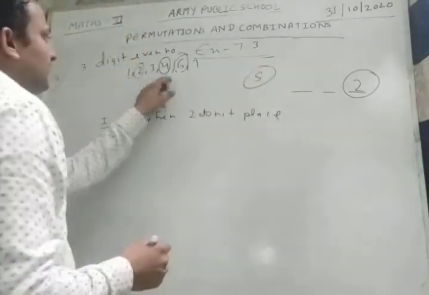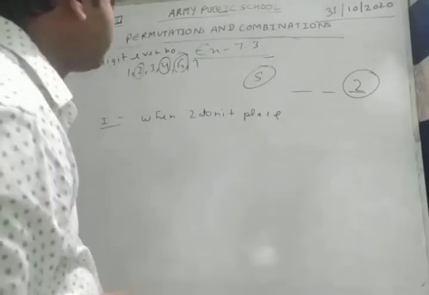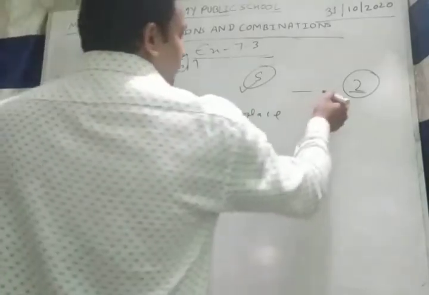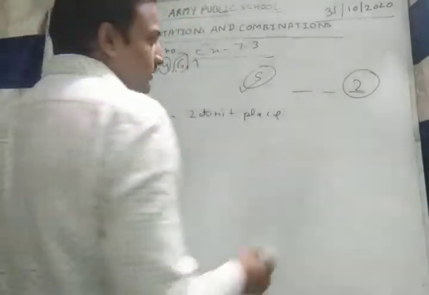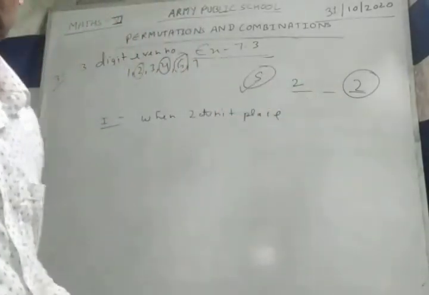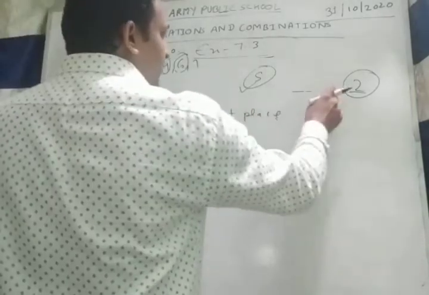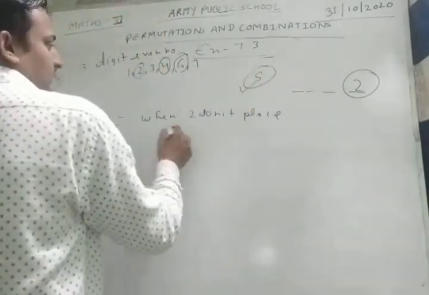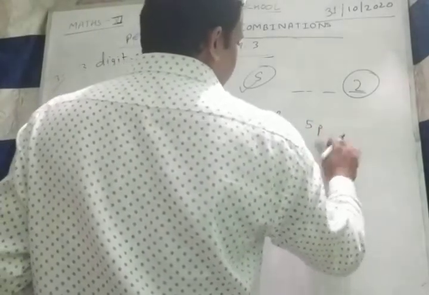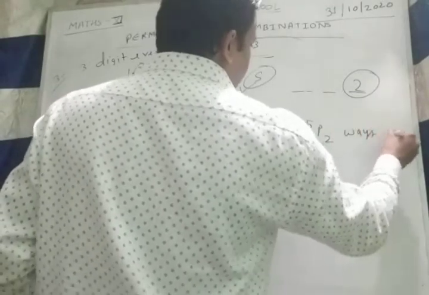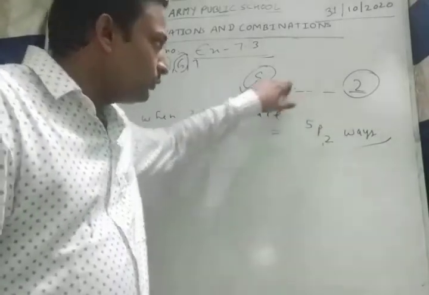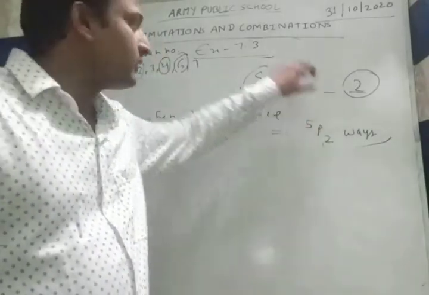5 numbers are remaining from the total 6 numbers. Okay. Now with these 5 numbers, we have to fill how many places? 2 places. We have to arrange this place and this place. So these 2 places can be filled by how many ways? 5P2 ways.